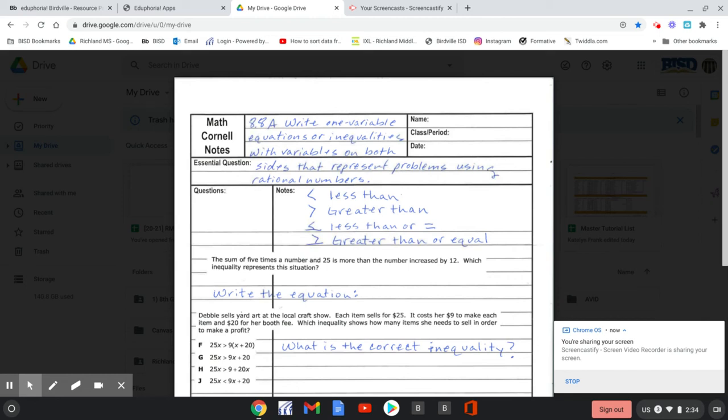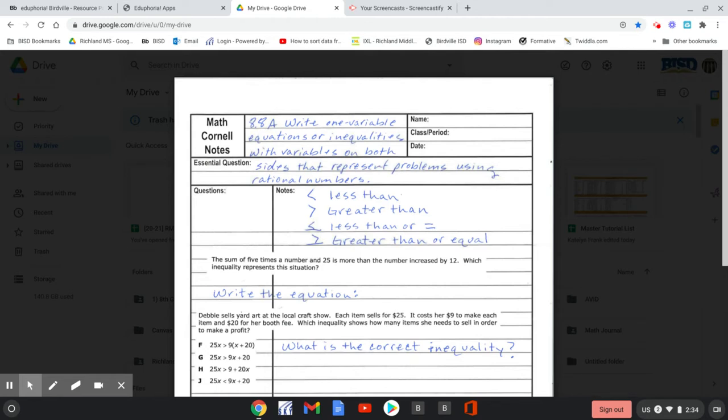Hey guys, these are the notes for 8.8a. We're going to write one-variable equations or inequalities with variables on both sides that represent problems using rational numbers.